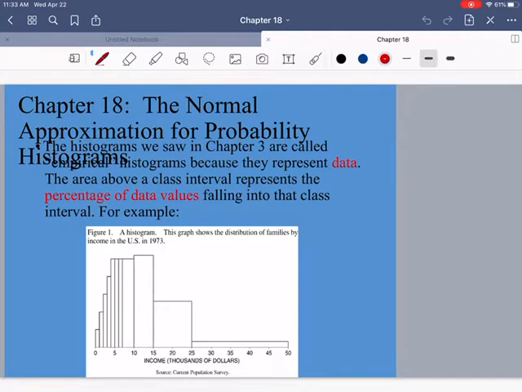Sorry, this histogram or this page got warped as it transferred into this program here. The histograms we saw in chapter 3 are called empirical histograms because they represent actual data. So empirical equals real data. And that's the histograms that we looked at there.